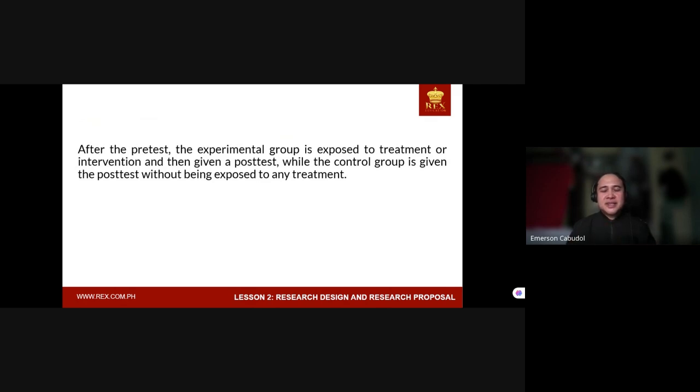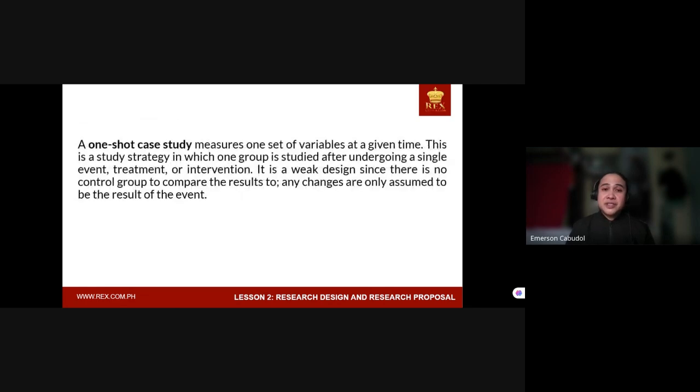In a pretest post-test experimental design, after the initial pretest, the experimental group receives the treatment or intervention being studied and then takes a post-test to measure any changes in the variable of interest. The control group does not receive the treatment but still takes the post-test. This allows researchers to compare the results with the experimental group and determine if the treatment had a significant effect. The control group helps rule out other factors that might have influenced the result.